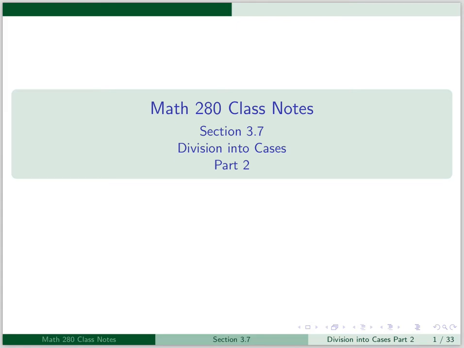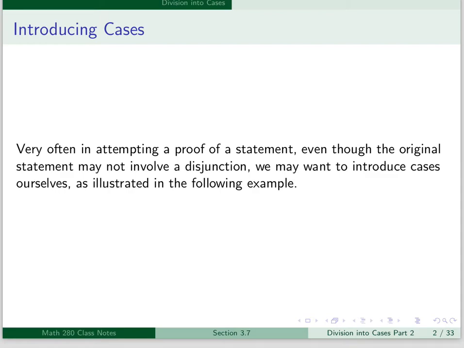This video covers part 2 of section 3.7, division into cases. In this video, we're going to look at introducing cases into our proofs. Very often, in attempting a proof of a statement, even though the original statement may not involve a disjunction, we may want to introduce cases ourselves, as illustrated in the following example.